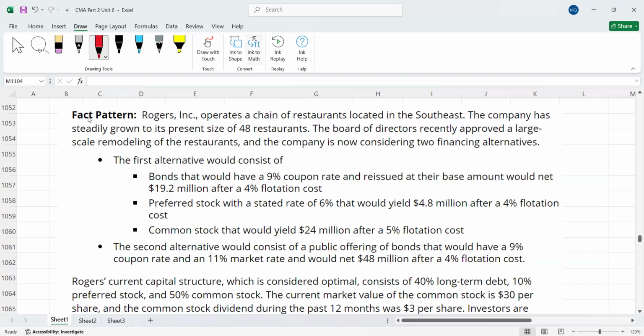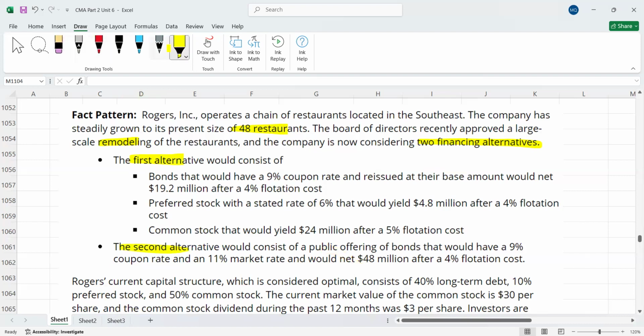So, the fact pattern, the data of the question. Rogers Inc. operates a chain of restaurants located in the Southeast. The company has steadily grown to its present size of 48 restaurants. It's just a story. The board of directors recently approved a large-scale remodeling of restaurants, and the company is now considering two financing alternatives. So you got two alternatives. First alternative is what?